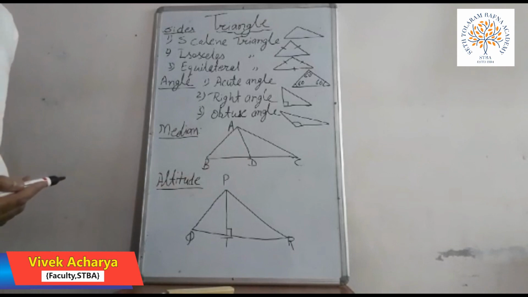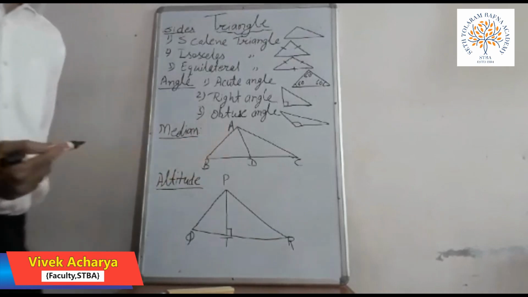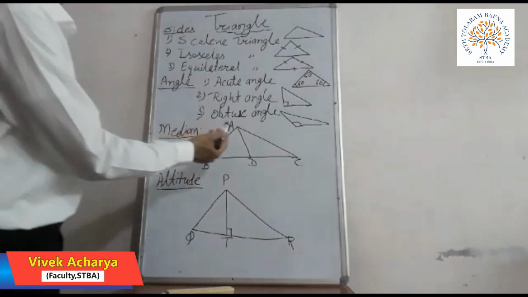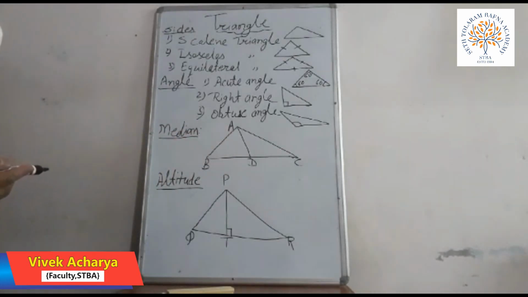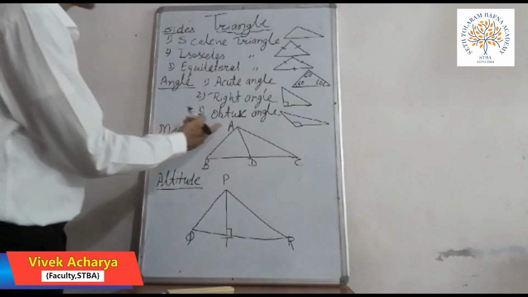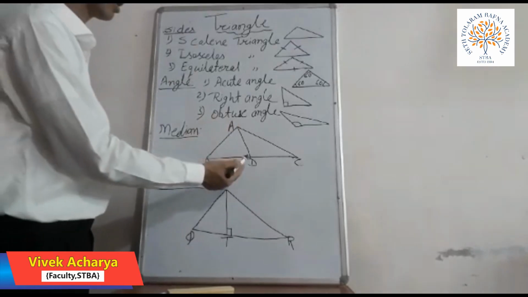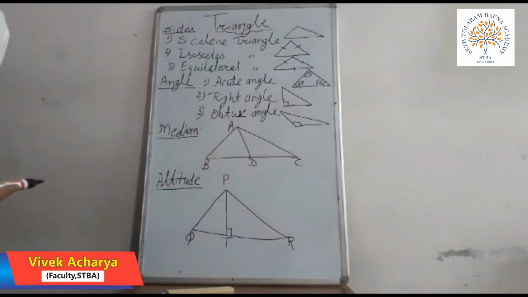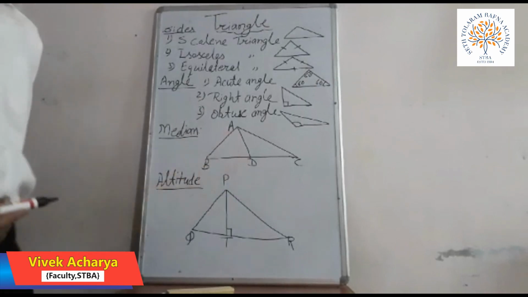So the definition we can make of median is the line segment joining the vertex of a triangle to midpoint of a opposite side. That is called median of a triangle. I am just revising the definition. The line segment joining a vertex of a triangle to the midpoint of opposite side is called the median. So AD is here median of the triangle because D is the midpoint.